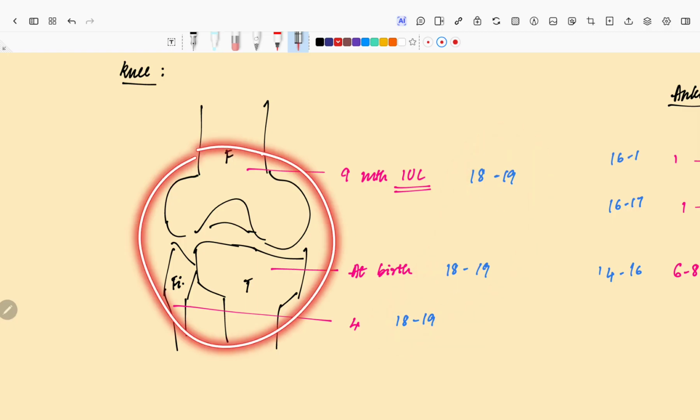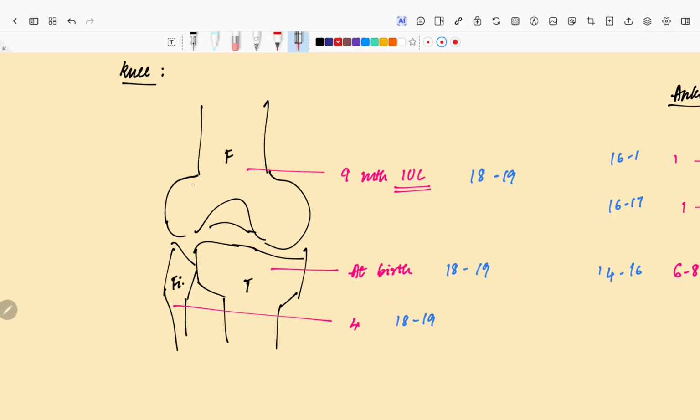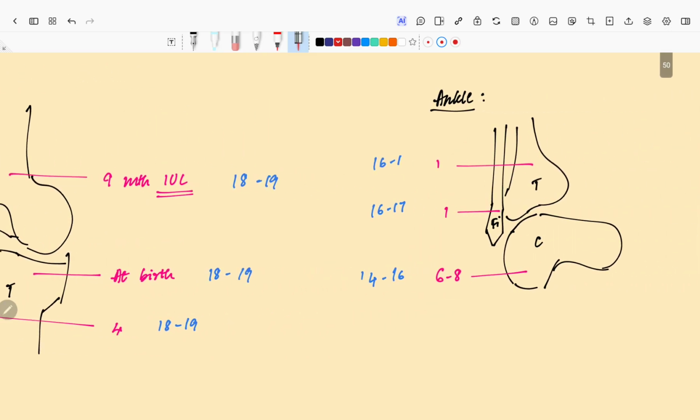For the knee joint, we know for femur it is the lower end, and for tibia and fibula it is the upper end, which are the growing ends. So this fuses later than the opposite end. So 18 to 19 years is when it fuses.